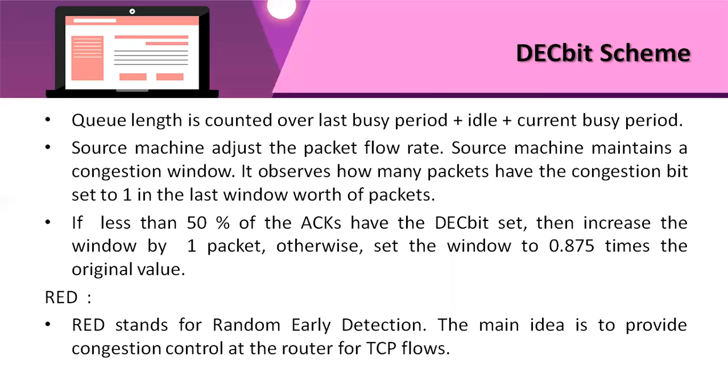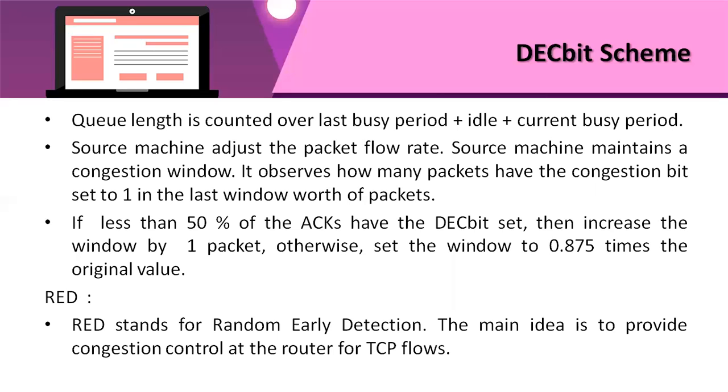If less than 50% of acknowledgements have the DEC bit set, the source increases the size of the window by 1 packet. Otherwise, the size of the window is set to 0.875 times the original value. By this calculation, the DEC bit scheme avoids congestion in the network.